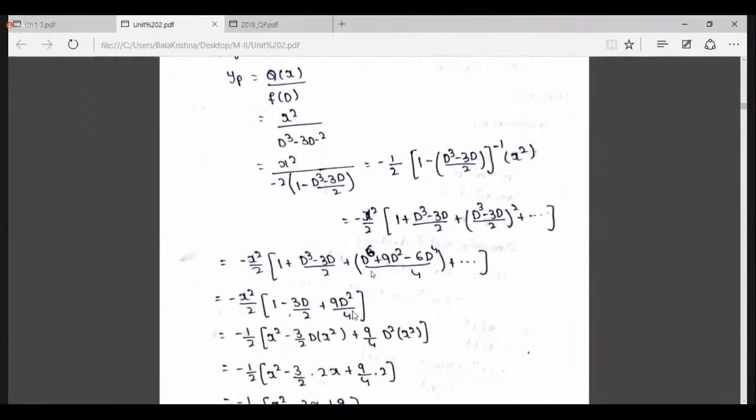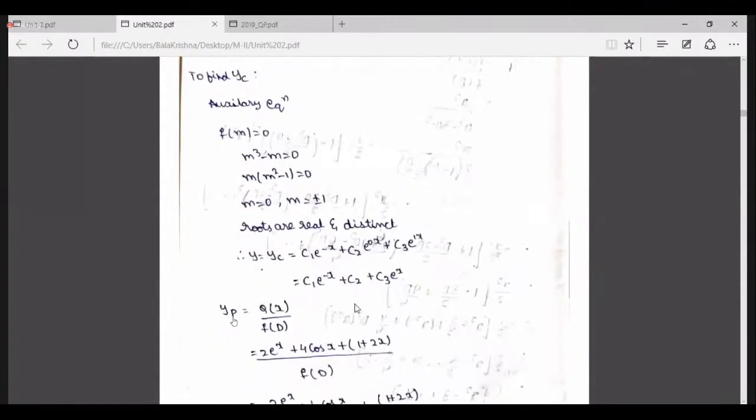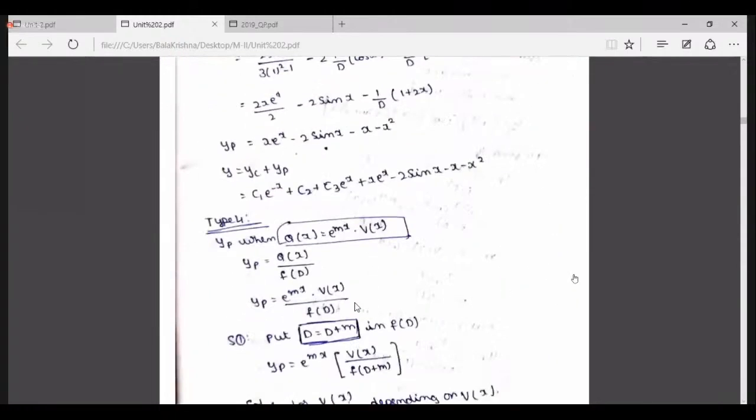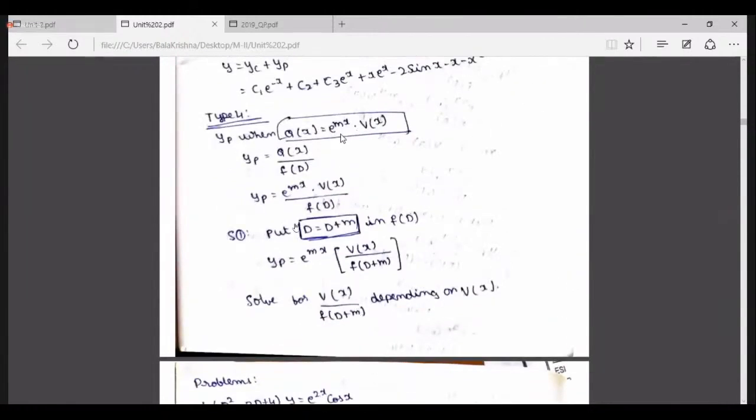As time is not permitting, I'm not going in depth. I just want you people to practice more problems with the combinations. This is very important, these type of questions. And on the fourth type, e power mx into v of x, these type of problems will be asked more times. So please concentrate more on this type, e power mx into v of x. If you know how to solve for e power mx, sine or polynomial form, this one is over. With one step extra, you just substitute D with D plus m in that f of D, write the e power mx outside, and solve for this one. Depending upon v, you should follow the procedure.